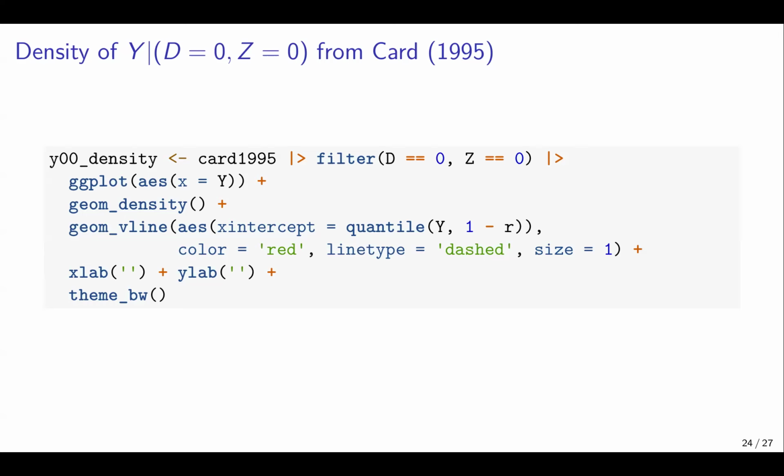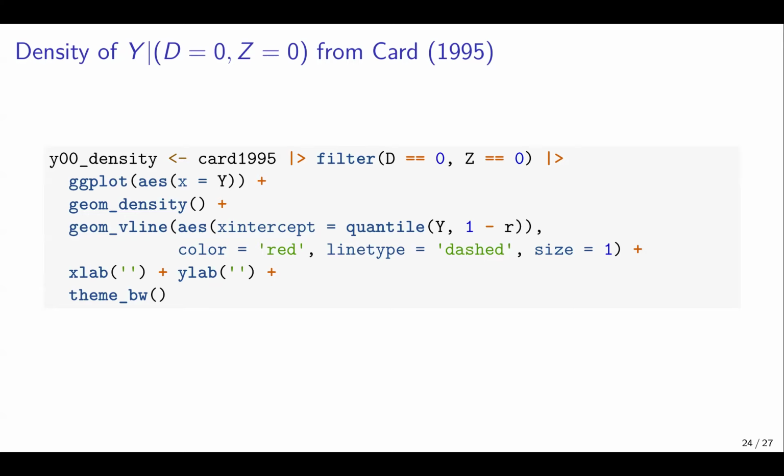So what I'm now going to do is make a density plot, and we've seen these already in our lecture on the multivariate normal distribution. I'm going to take the Card data, pull out only the observations for which D is 0 and Z is 0, and make this density plot of Y. I'm going to add something else, though. This may be a geom you haven't seen before using ggplot. So I'm using geom_vline. What's that? Well, it's a vertical line, and it's got an intercept, and it's going to intercept the x-axis at a particular location. So what location am I choosing?